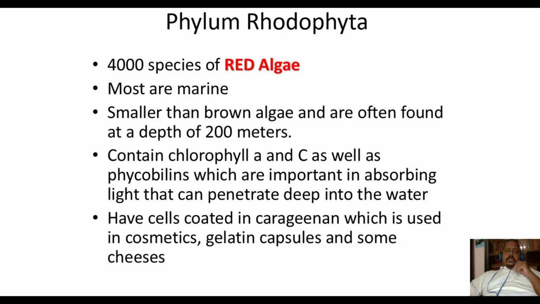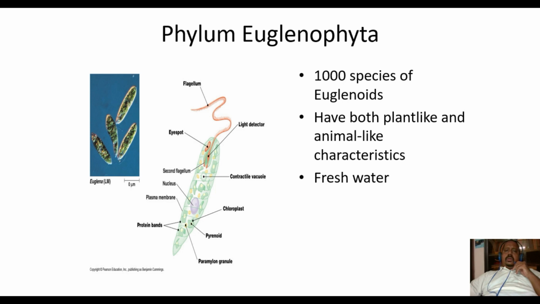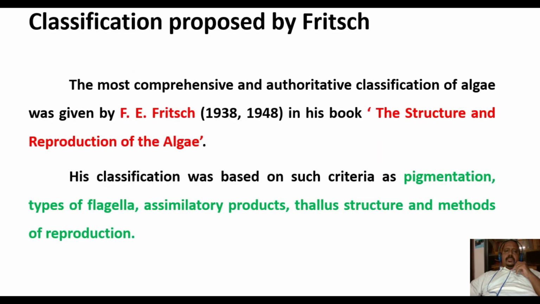And they produce many compounds which are used in the cosmetic as well as food and nutraceutical industry, such as carrageenan, agar-agar, etc. Euglenophyta is a unique group where Euglena is included, which is in the middle of Animalia and Plantae, having the characters of both plants and animals.